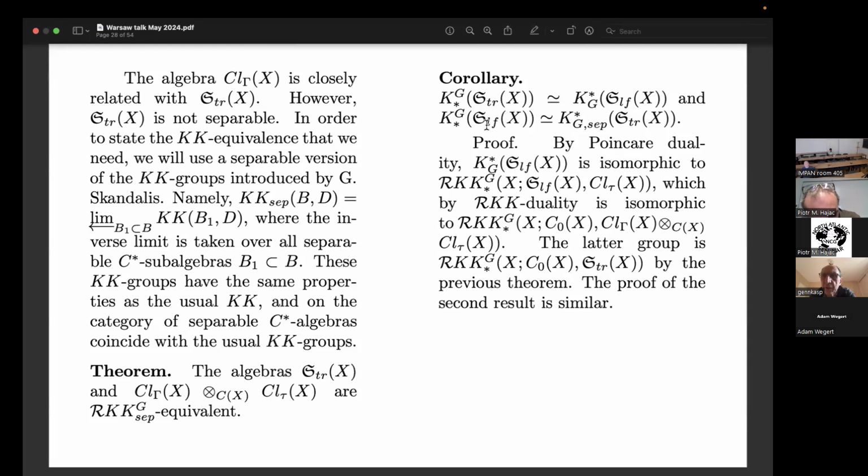And the proof is pretty simple. You say in the first case you start with K homology, you apply Poincare duality, and you get this thing.